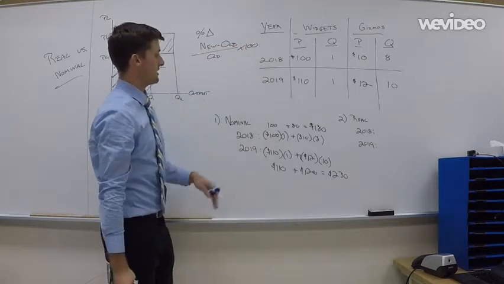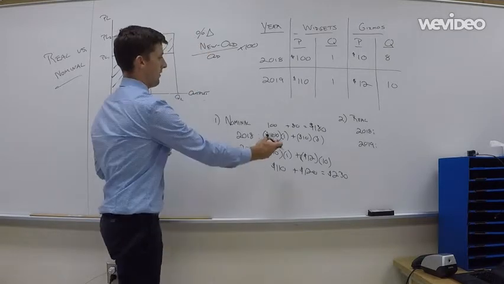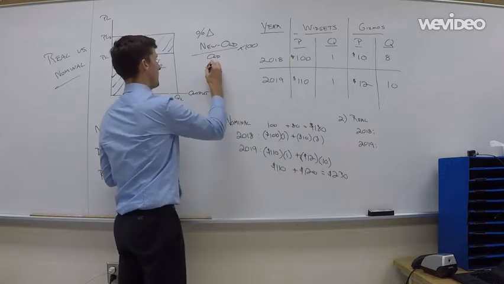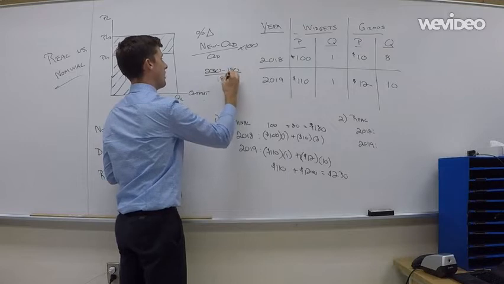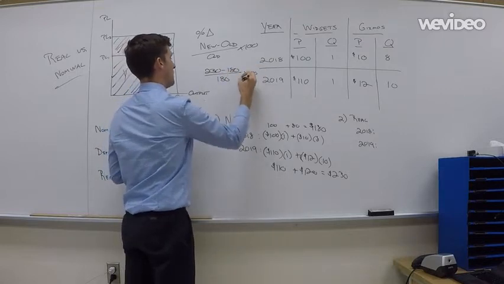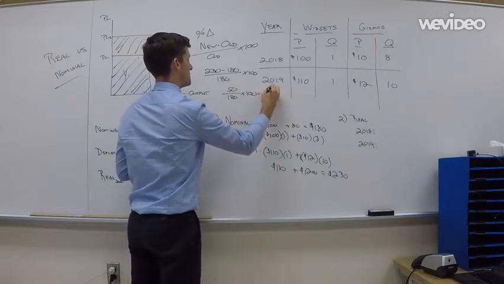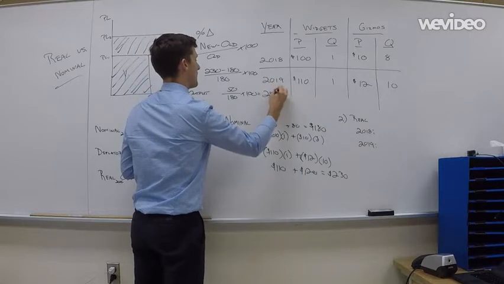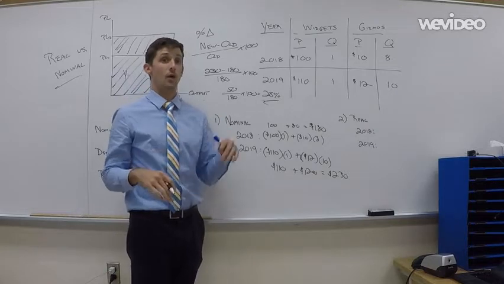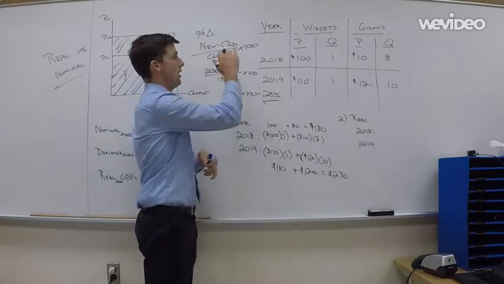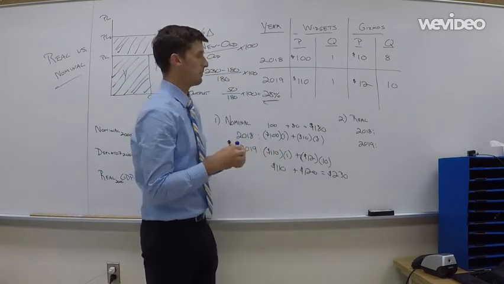So if I wanted to know the percent change in nominal GDP from 2018 to 2019, well, I'd find my new, which is 230, minus my old, 180, divided by my old, 180, times 100. So 50 over 180 times 100, and that should get you something like 28%. And like I said, anytime they're going to ask you that a whole bunch. What's the percent change? New minus old over old times 100. Get it down, absolutely.